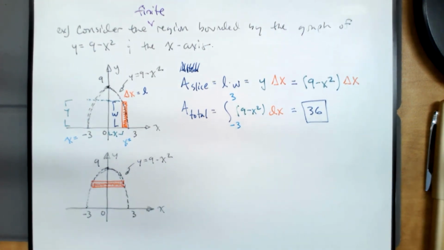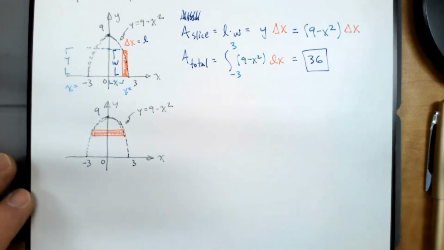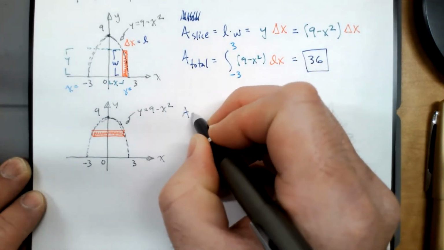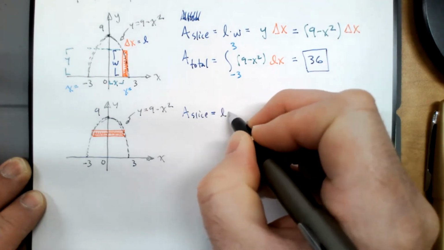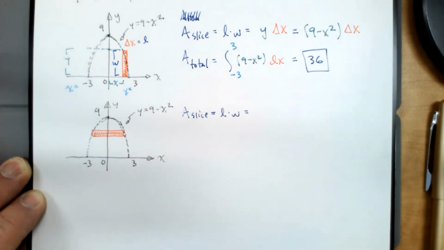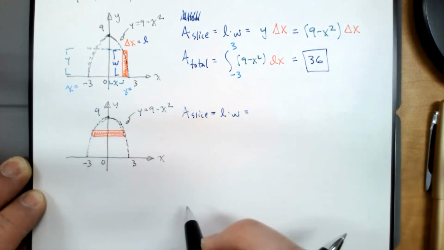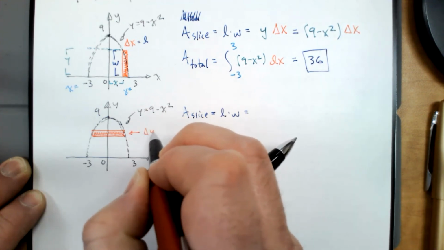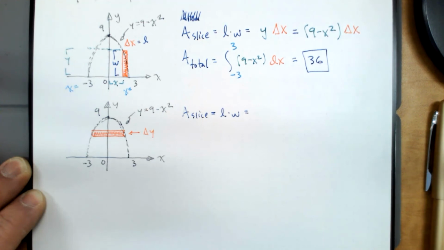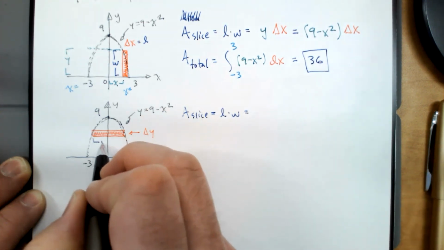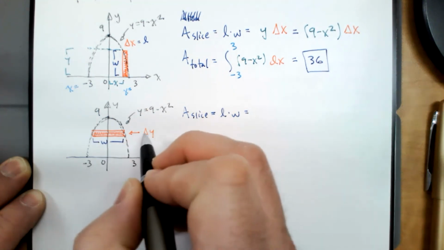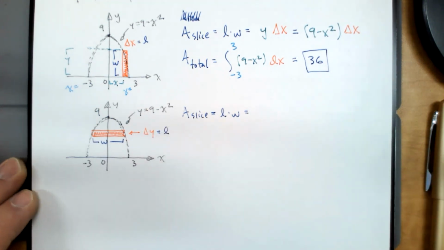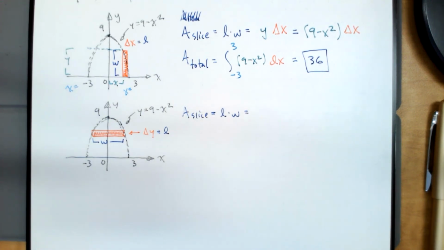We're still calculating an area, and area is still just length times width. So the area of the slice is still length times width. Notice that this is a stack of infinitely thin paper, so instead of delta x, I'm going to be using delta y. I'll still make delta y the length, and I'll label the width on my picture.